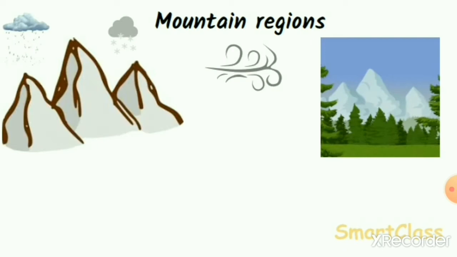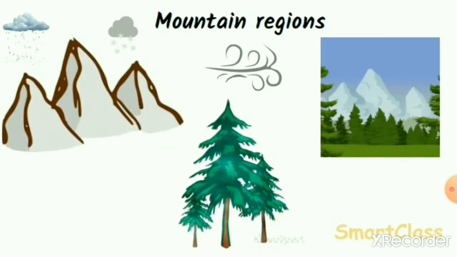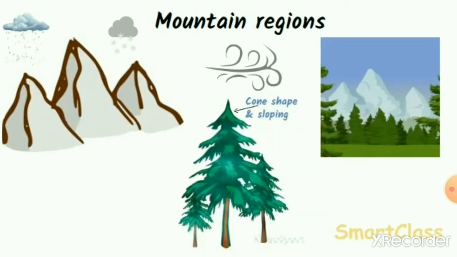The trees in mountain habitat are usually cone-shaped, having sloping branches. This makes the rain water and snow slide off easily without damaging the branches and leaves.